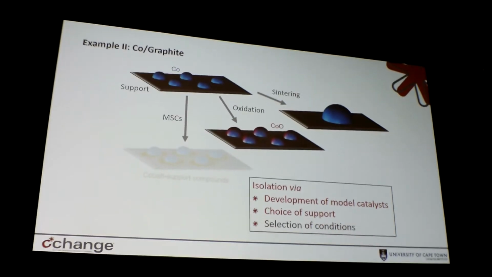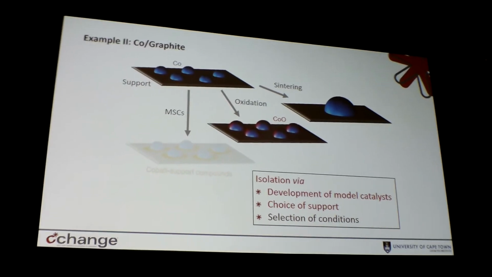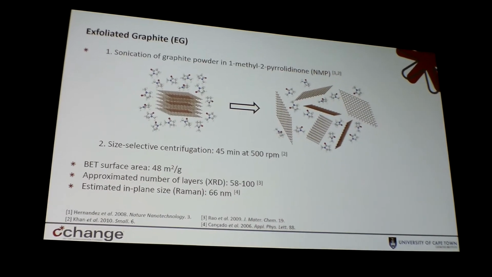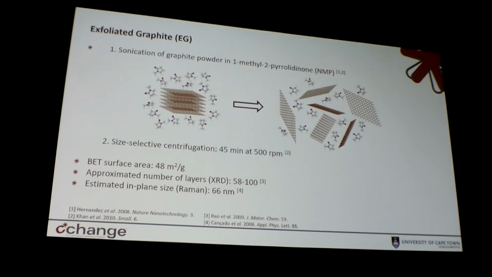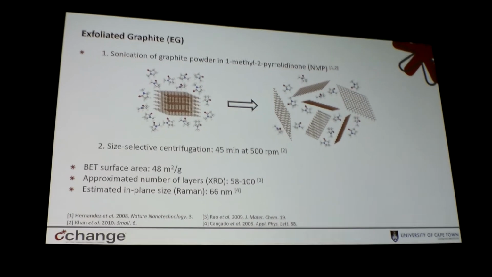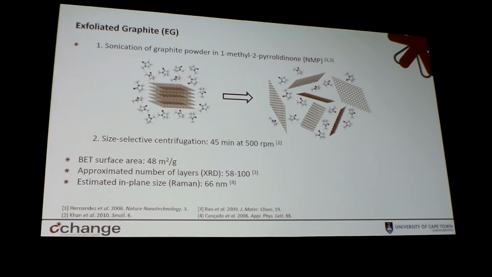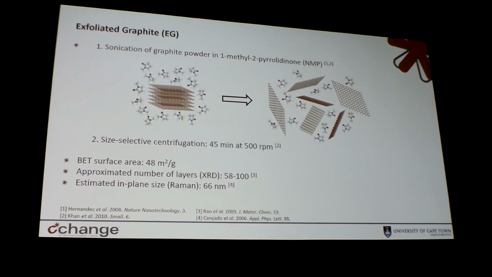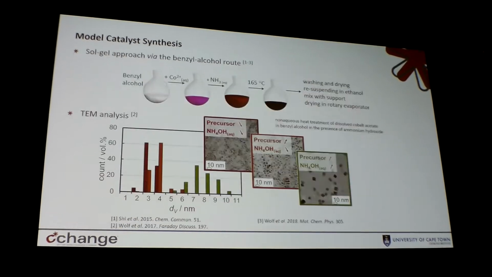Let's look into that interplay of sintering and oxidation, which has been put forward by some, and see if we can learn something about that. Here we used a cobalt catalyst on exfoliated graphite, which we derived by a sonication of graphite powder in NMP. We did a size selective centrifugation, and it's the material that we obtain, with these properties roughly.